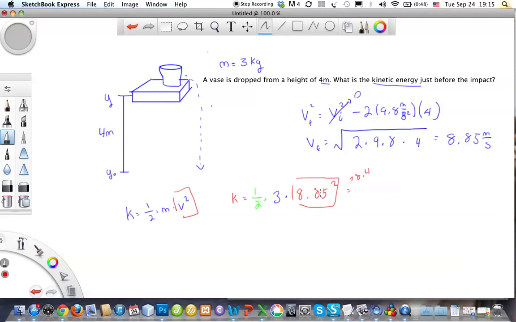Now I'm going to end up multiplying all this out. So I'm going to get 1/2 times 3 times 78.4. And I did all this in the calculator, the kinetic energy is equal to 117.6 joules.